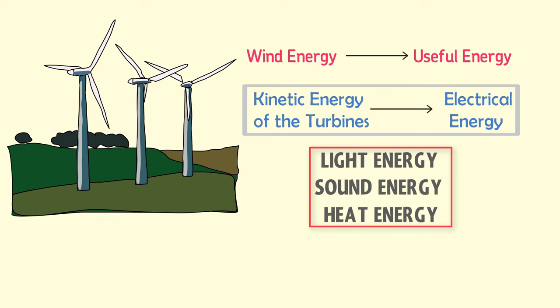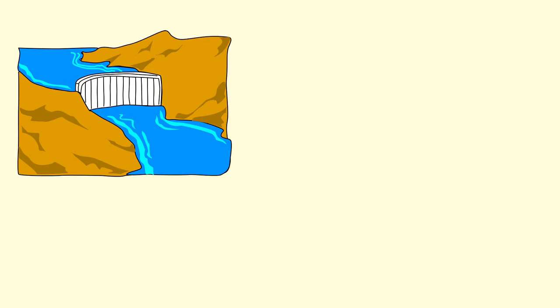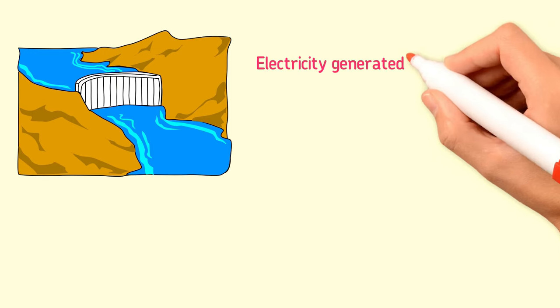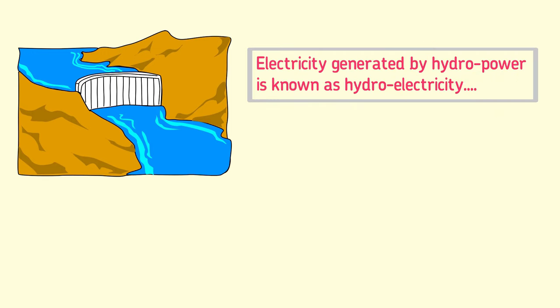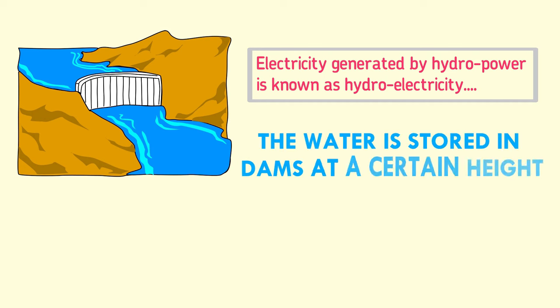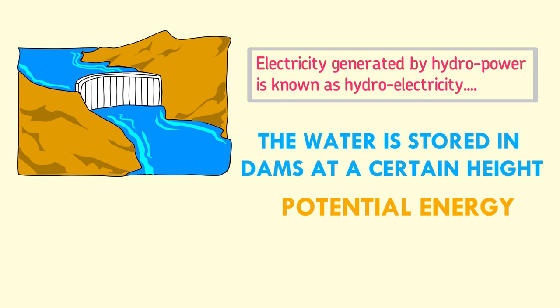Another example of energy conversion is hydroelectricity. We all know that the electricity generated by hydropower is known as hydroelectricity. The water is stored in the dams or reservoirs at a certain height. The water at a certain height possesses potential energy.